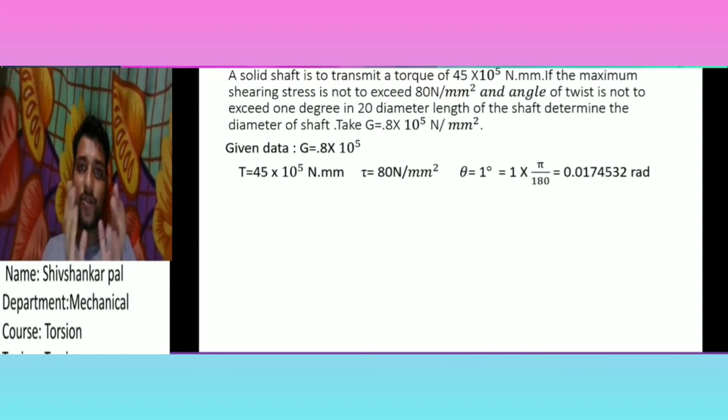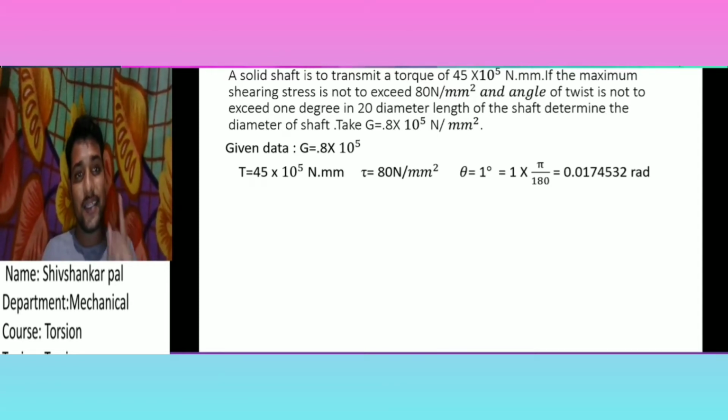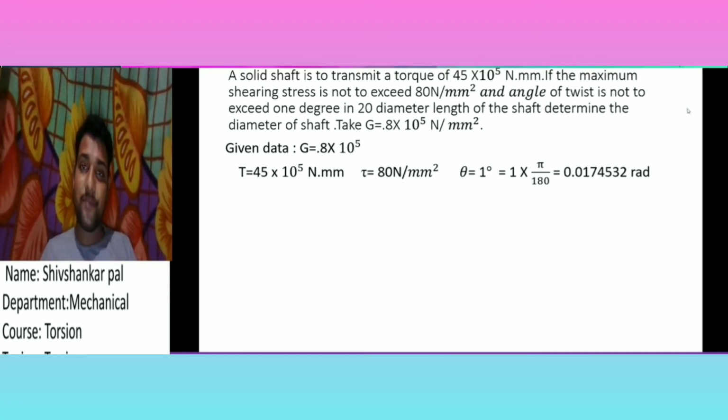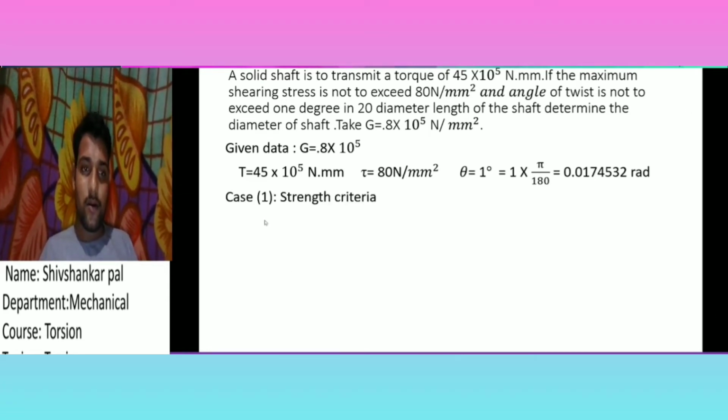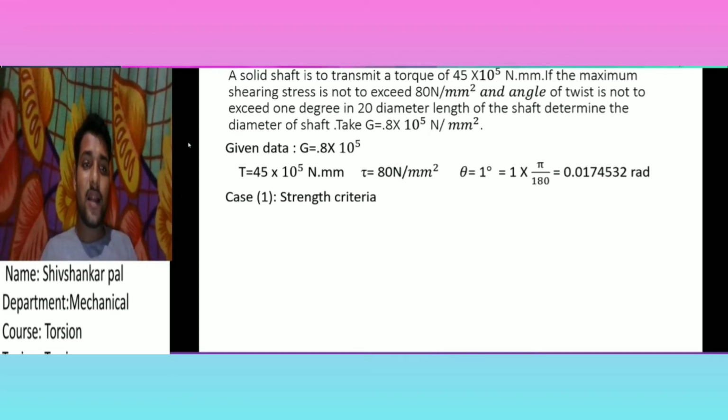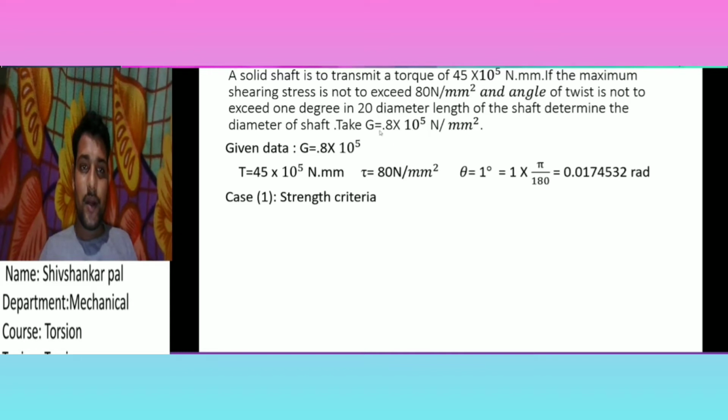You know 1 degree must be converted into radian, because we do not put the degree value directly in the torsion equation. So first this degree is converted into radian by multiplying by pi by 180. The length is given as 20 times the diameter.